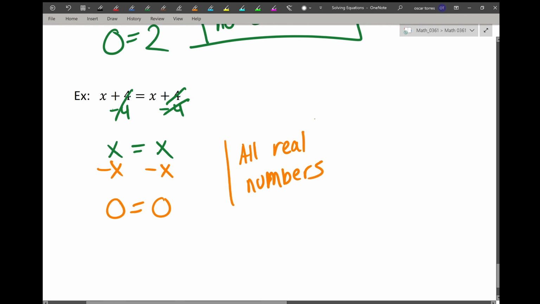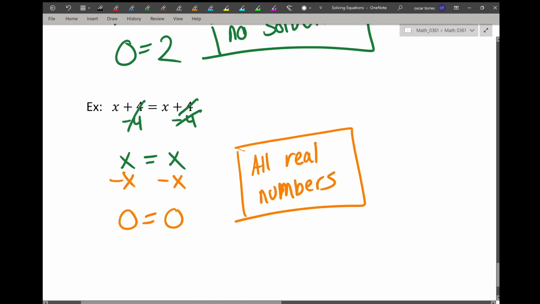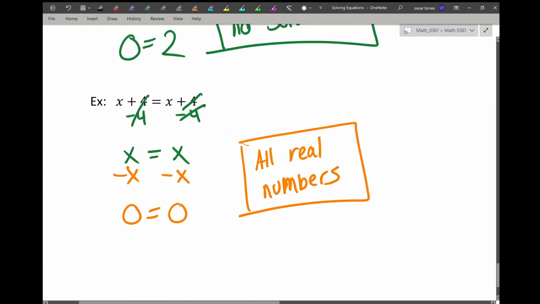At this point in the class, it's a little unusual to see that, and you're not going to see that anytime soon. But all real numbers is just saying that this equation is always true. It doesn't matter what x is. You can think of any x value, and if you put it into this equation, the left-hand side will always be equal to the right-hand side. And that's what all real numbers represents.